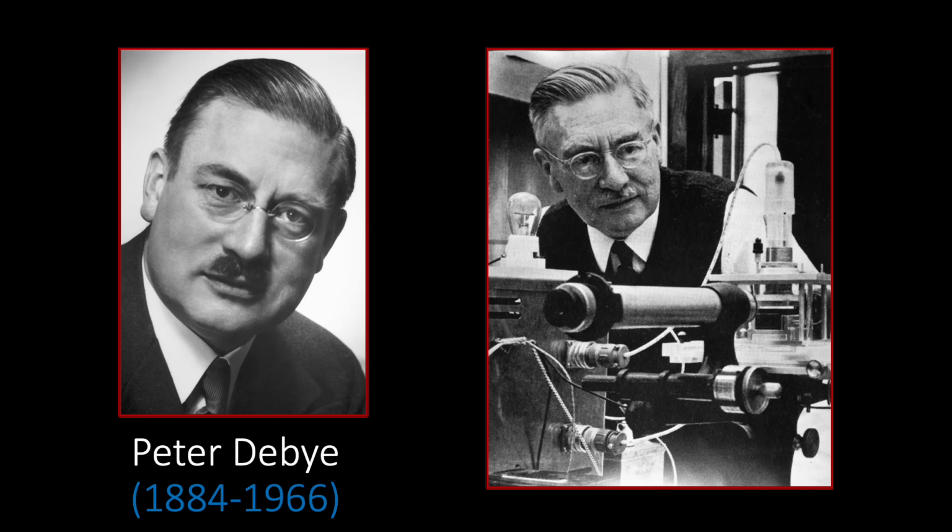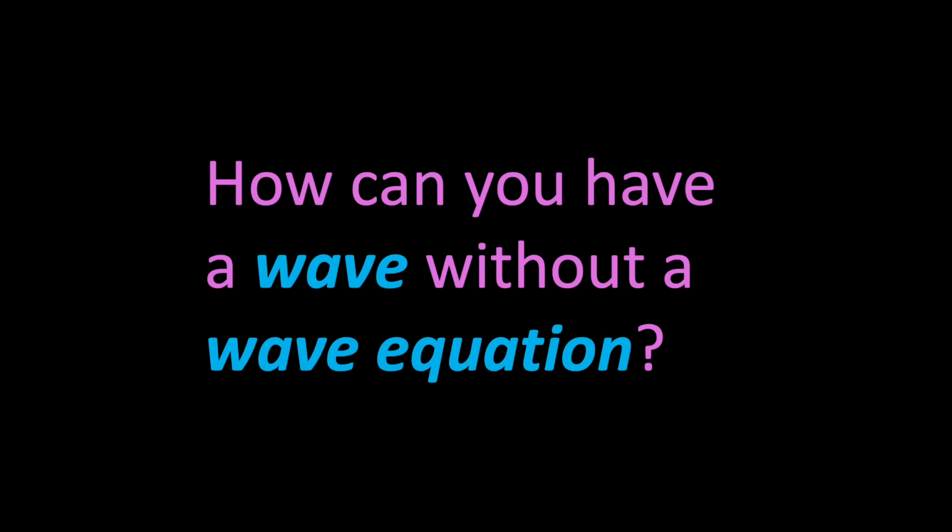A couple of weeks later, Schrödinger was asked by the physicist Peter Debye to present a talk on de Broglie's work at a physics colloquium in Zurich. Schrödinger gave a beautifully clear account of de Broglie's work. However, not everyone in the audience was convinced. In particular, Peter Debye did not like the fact that according to de Broglie's theory, there appeared to be matter waves, but no wave equation to describe these waves. How can you have a wave without a wave equation?